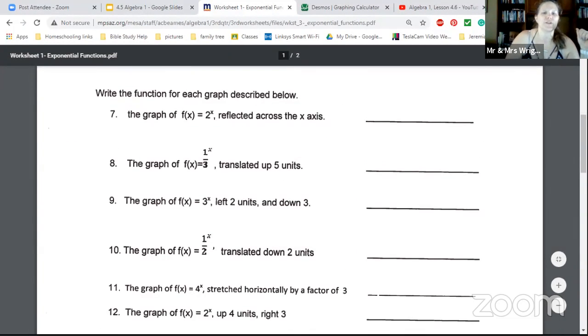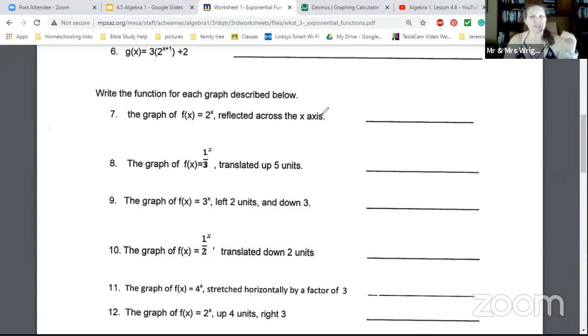Write a function for each graph described below. So last time we were given the equation, and we had to figure out what the transformations are. This time we have to figure out what the equation is based on their description. So our basic graph is going to be 2 to the power of x, and it says it's reflected. That means we're going to add a negative to it. And that's the only change. So instead of f of x, I'm just going to write y. Y is -2 to the power of x.